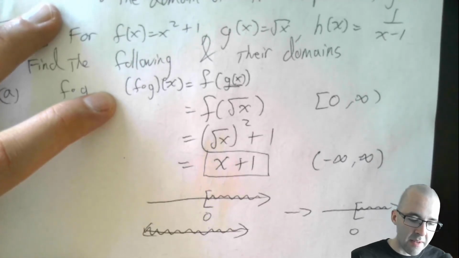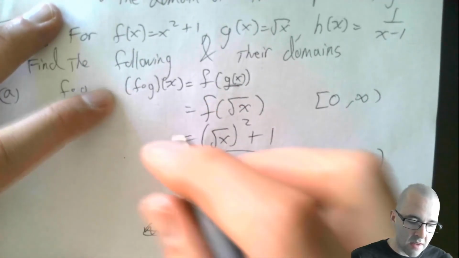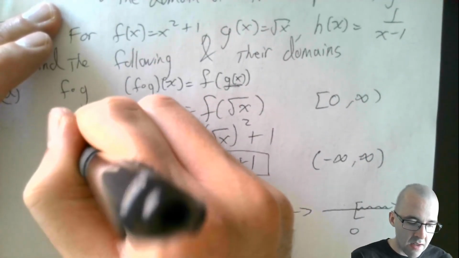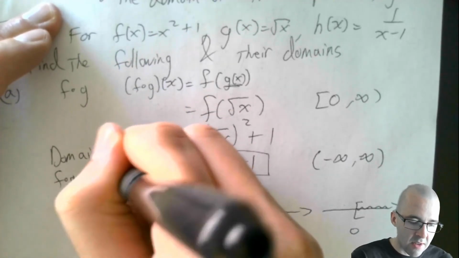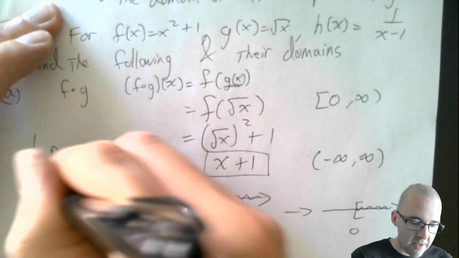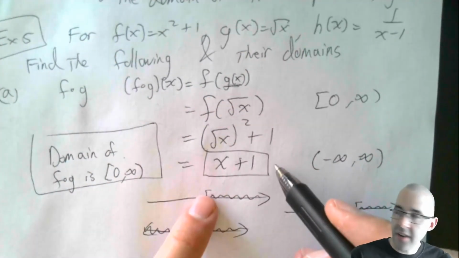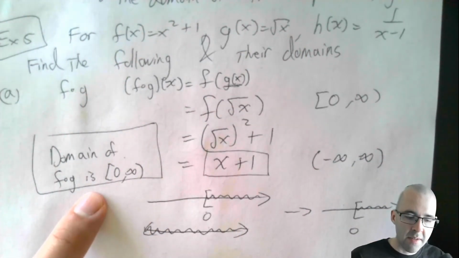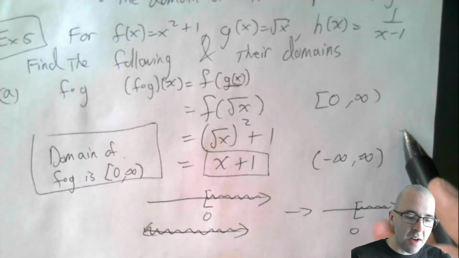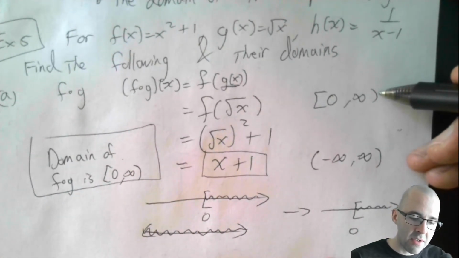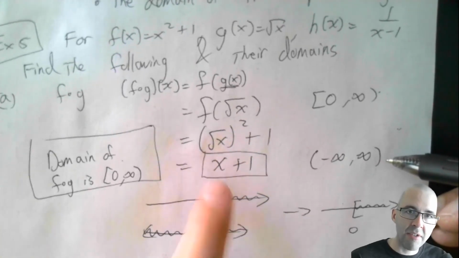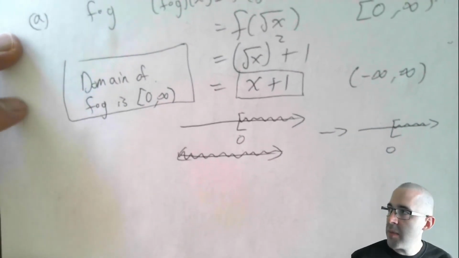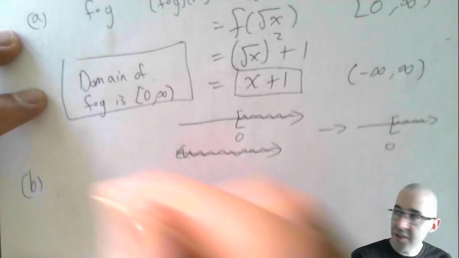All right, and that's our domain. So the domain of f of g is just 0 to infinity. And that's our second answer. Found the function, found its domain. The domain of function composition is just the domain of the inside function, intersected with this final simplified version. Okay, let's do another one. Part B. Finish off this section.